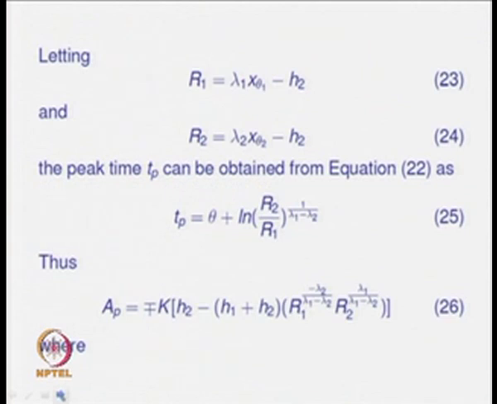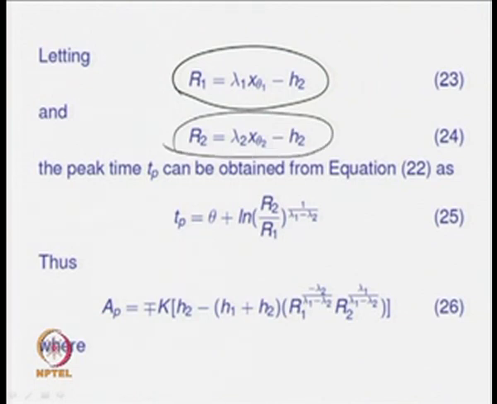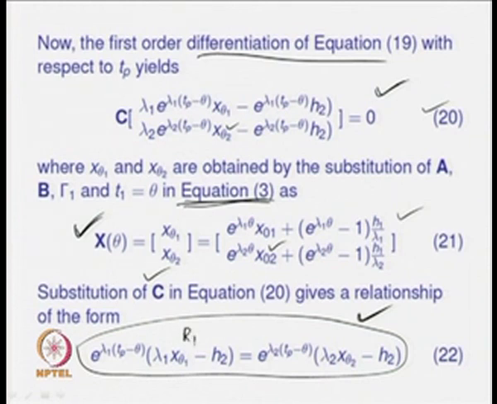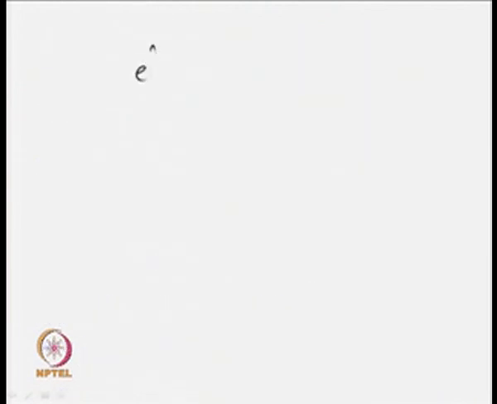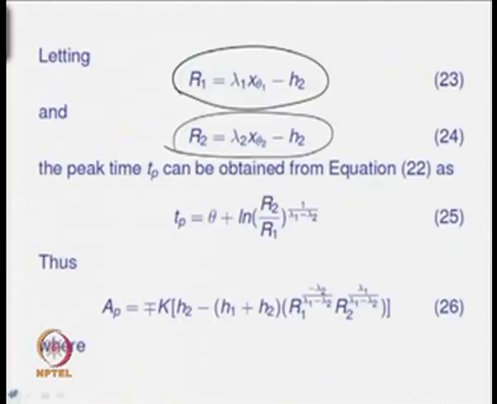This expression can further be simplified to find the expression for Tp. So, I will try to find the expression for Tp with the assumption that R1 is equal to lambda 1 x theta 1 minus h2 and R2 is equal to lambda 2 x theta 2 minus h2. The parts within the parentheses are written as R1 and R2, giving us an expression of the form e to the power lambda 1 (Tp minus theta) R1 is equal to e to the power lambda 2 (Tp minus theta) R2, because we have assumed that R1 is equal to lambda 1 x theta 1 minus h2 and R2 is equal to lambda 2 x theta 2 minus h2.